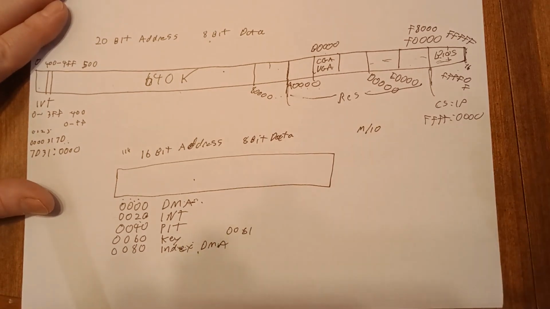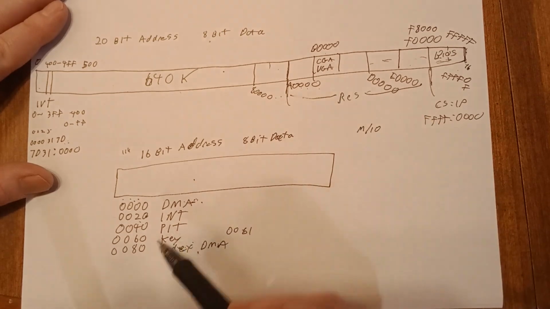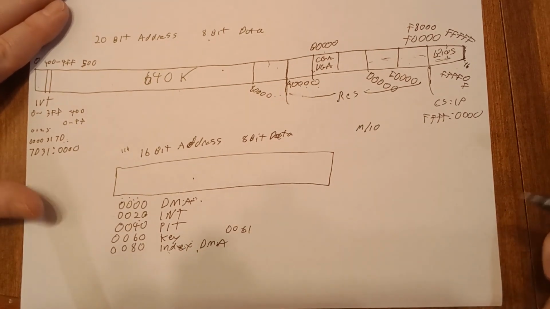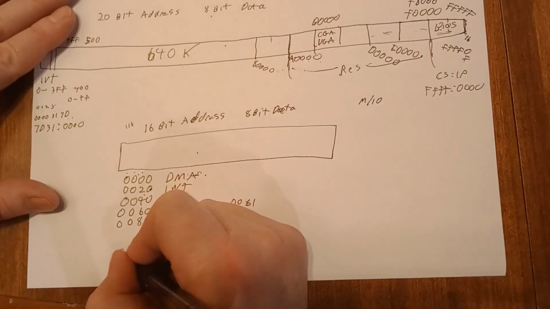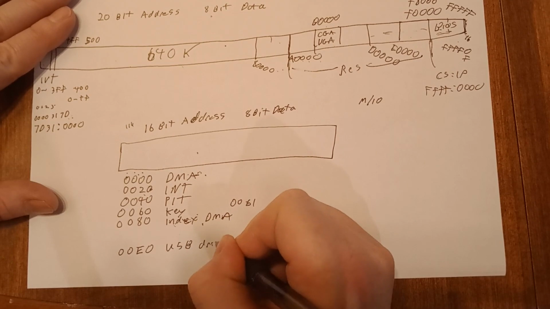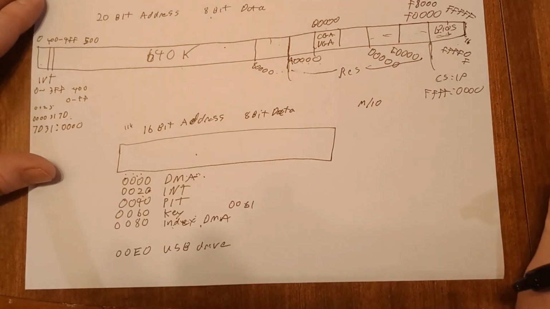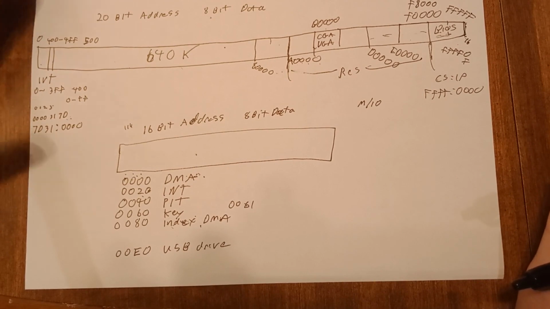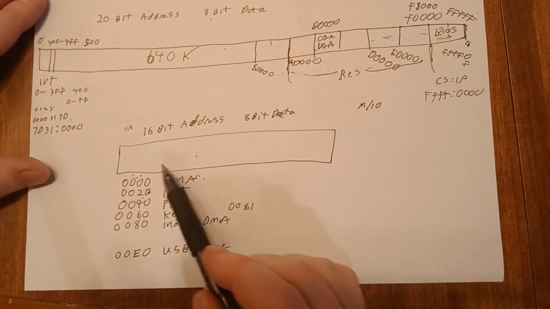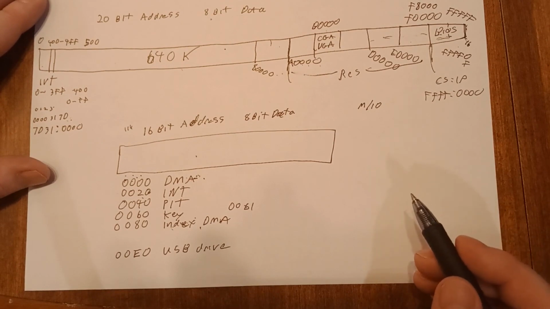Now, obviously, they added on a lot more. Your CGA card's going to have its own ports to talk to, but I'm just talking about the system board itself. Now, on my board, I do have one additional, and this is the USB drive. And these are all hexadecimal numbers. So that's kind of the breakdown of the memory map and the I/O map.